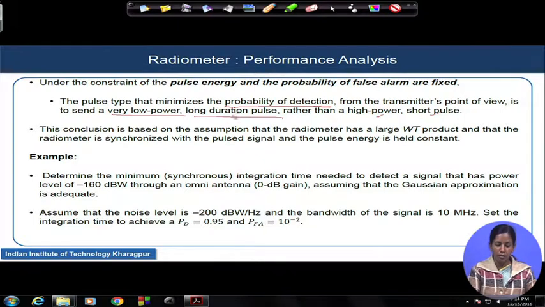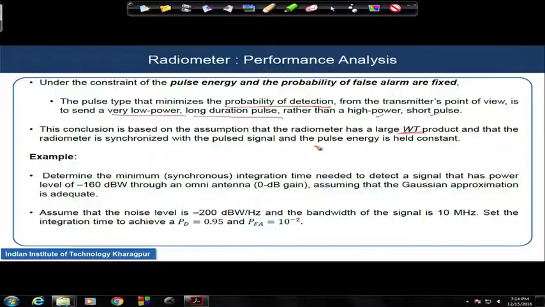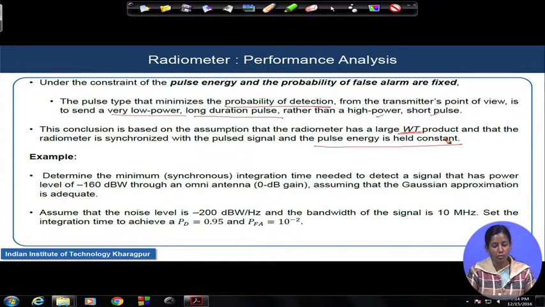The conclusion that we have made here is based on the assumption that the radiometer has a very large W into T product, and that the radiometer is perfectly synchronized with the pulse signal. The energy of the pulse is also held constant. So under all these considerations, the detection probability can go very high if I am going ahead with a low power but long duration pulse.